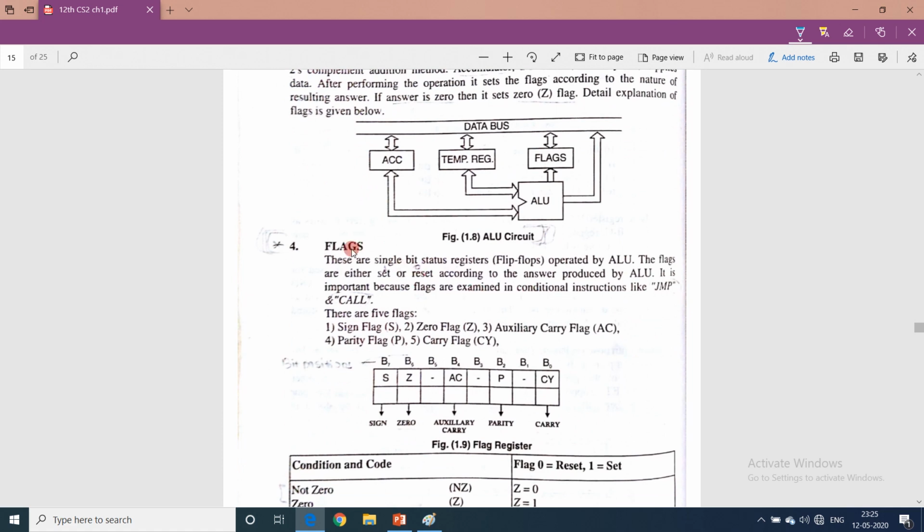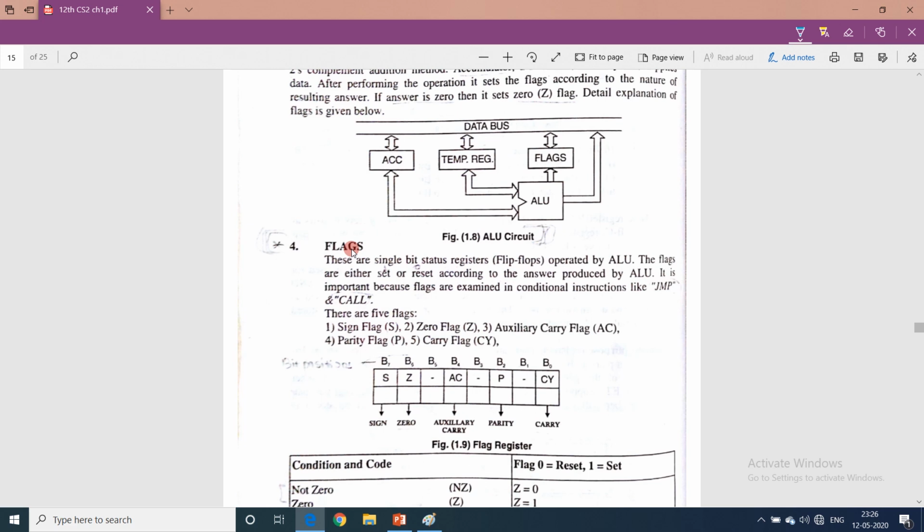Now the next topic is flags. What is actually a flag? A flag is a special purpose register, which is 8 bits in the 8085 microprocessor. Though the flag register is 8 bits, only 5 bits are useful, and the remaining 3 are unused.